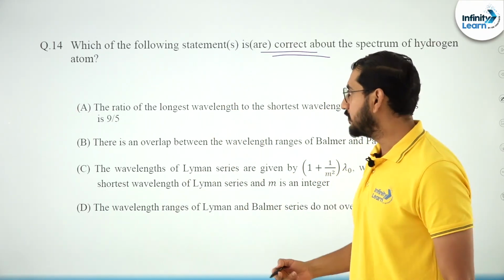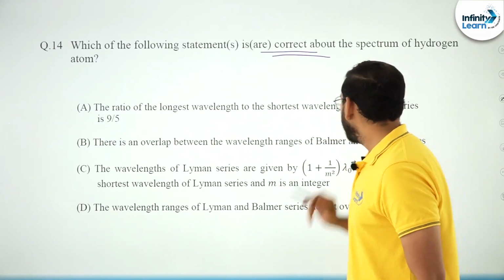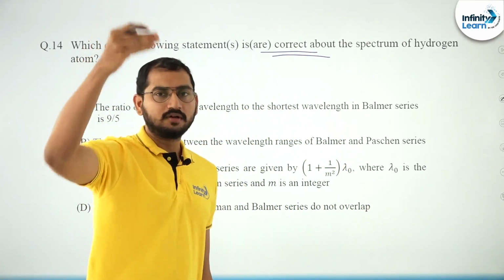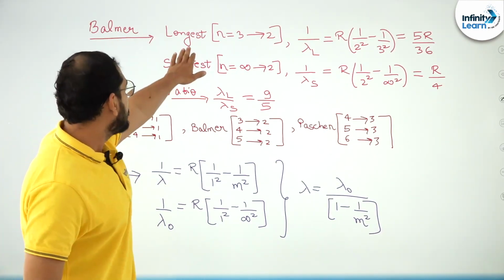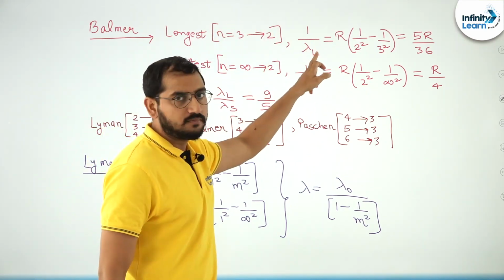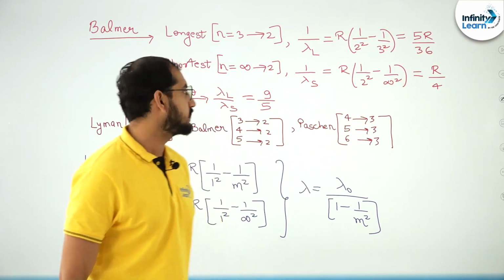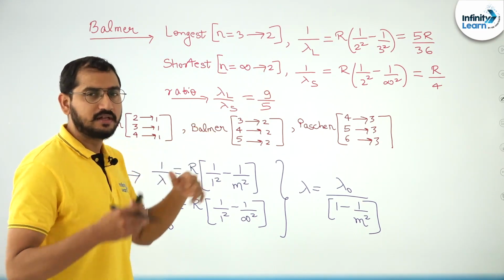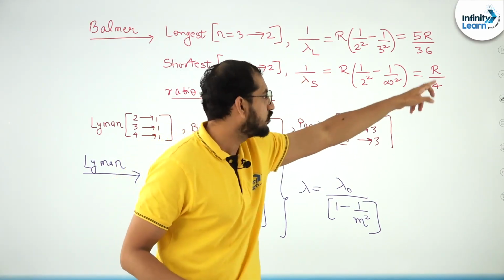Okay, so let's start with the first option. It is talking about the longest wavelength and shortest wavelength in the Balmer series. So now recall what the Balmer series is. Any higher orbit to n equal to 2 will give you a Balmer series. For the longest wavelength, the transition should happen from 3 to 2. Corresponding to that, 1 by wavelength will be 5R by 36. And for the shortest wavelength, the transition should happen from infinity to 2, which is the series limit, and the reciprocal of the shortest wavelength will come out to be R by 4.